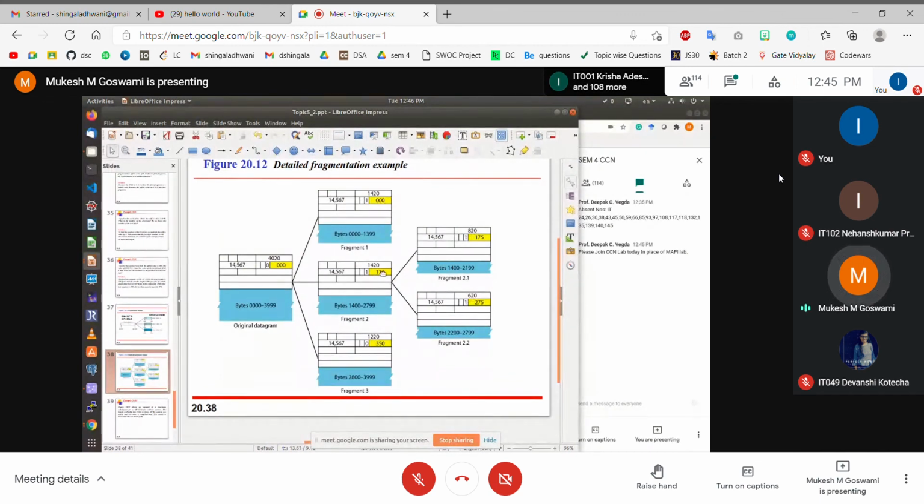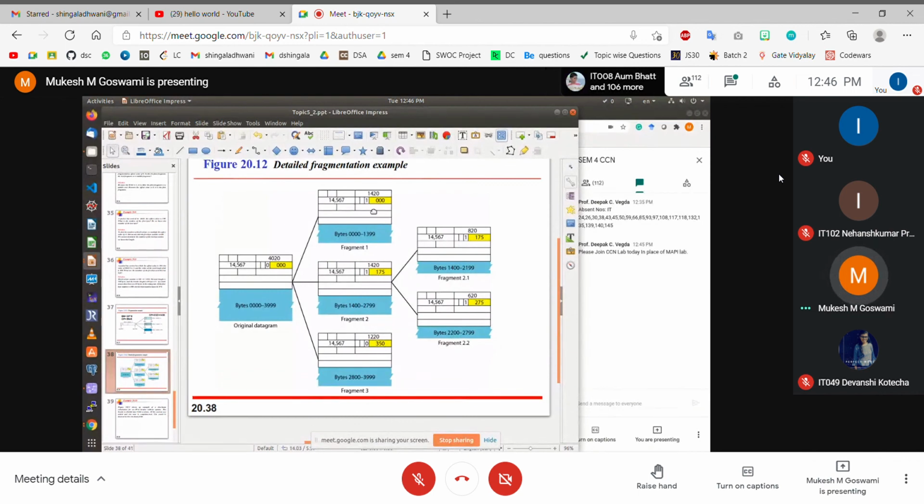Right? And then the offset value is 175 here. And this consists of 1400 as the first byte number. The last byte is 2199 because we have to add 800 here. Right? So 2199, that is the last byte number. And the first byte number of the second fragment is 2200. 2200 divided by 8, that will give you the offset value of the second fragment.